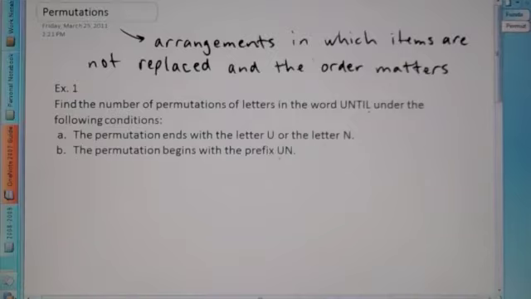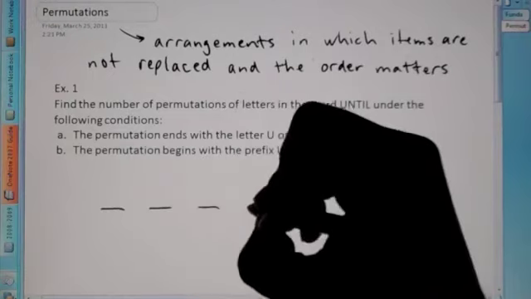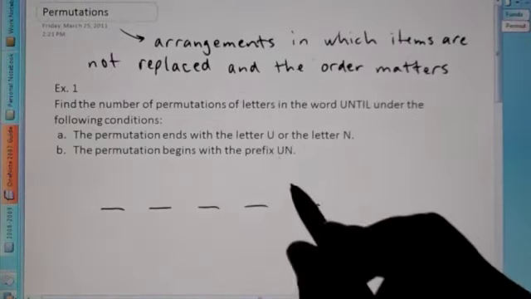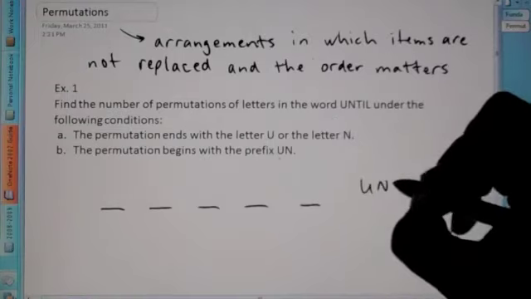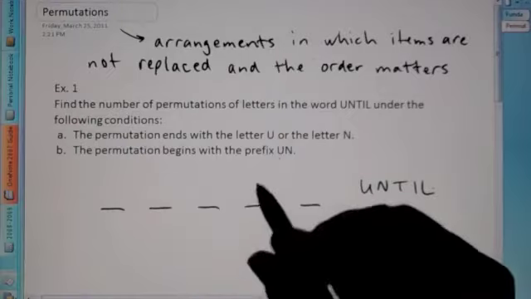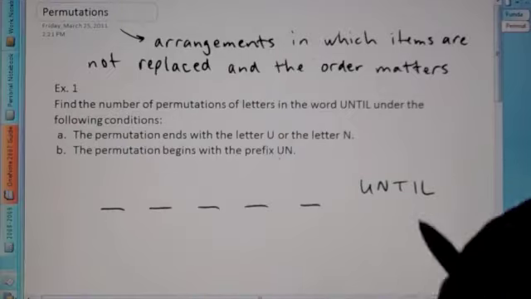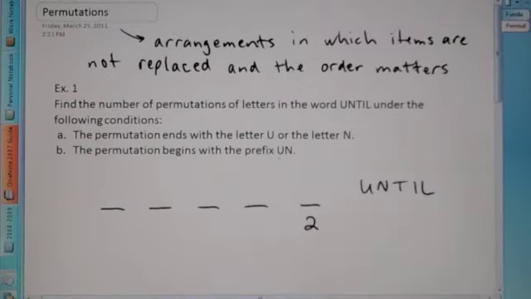For example 1, it says find the number of permutations of letters in the word UNTIL under the following conditions. The first one says the permutation ends with the letter U or the letter N. So if we think about it, we have 5 letters here: U, N, T, I, L. The last one has to end with U or N, so that gives us 2 options for our last letter.